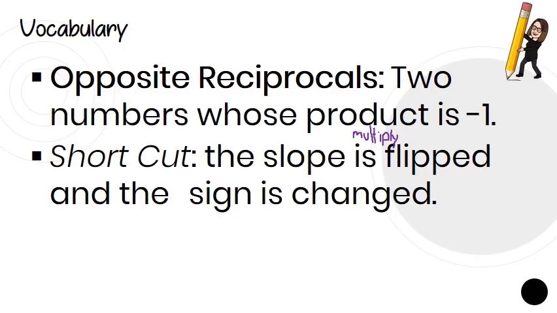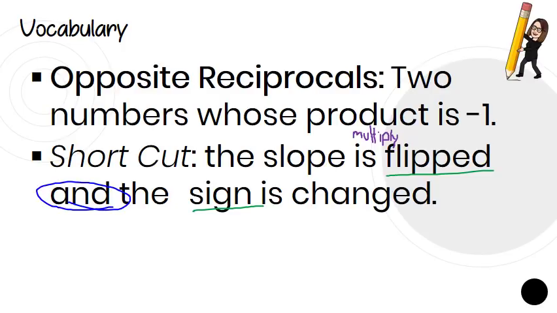A shortcut way to think of this, a generic way, is to say that the slope is flipped and the sign is changed. Two things. Keyword: and. The slope is flipped and the sign is changed.